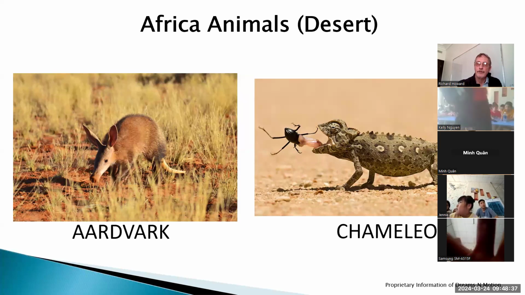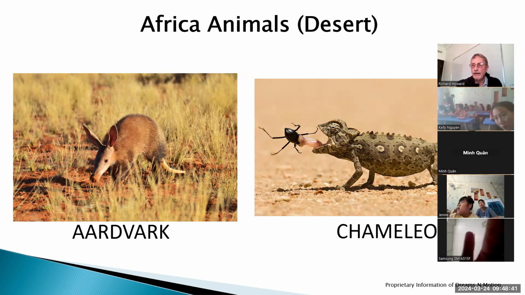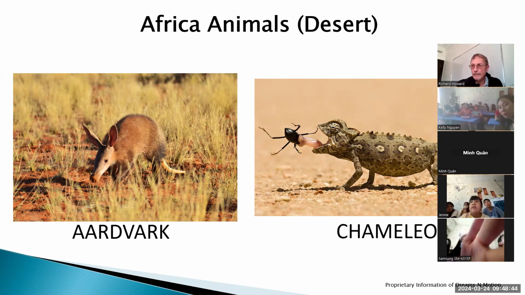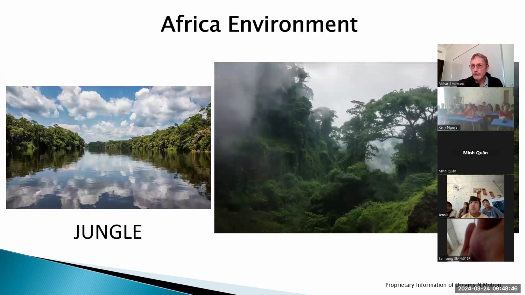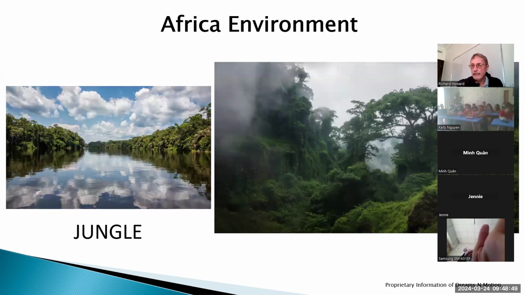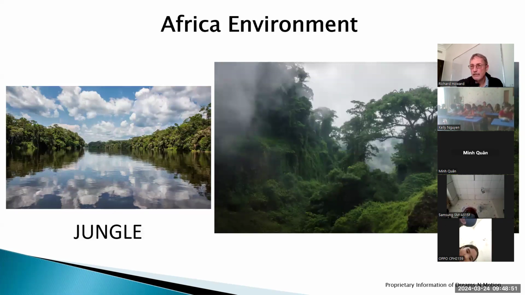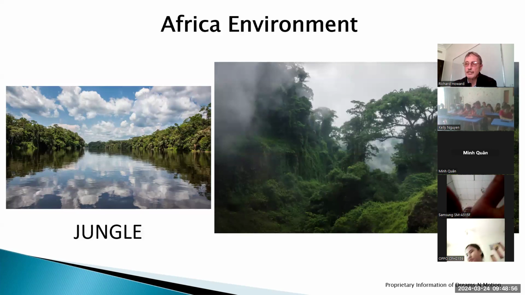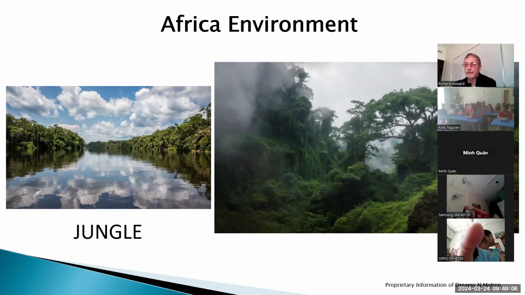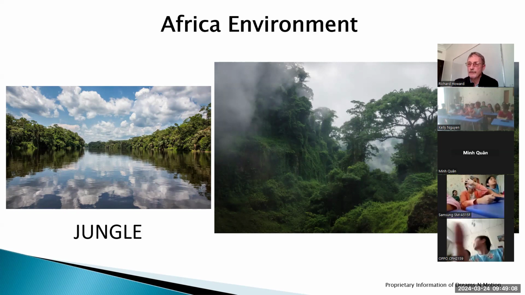So those are some of the types of animals we find in the desert in Africa. Now let's go to the jungle. In your country, in Vietnam, you have a lot of jungle. What's special about a jungle? Tell me something special about a jungle.